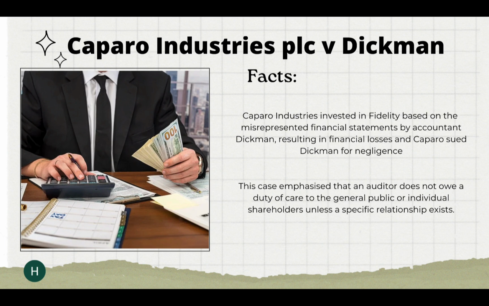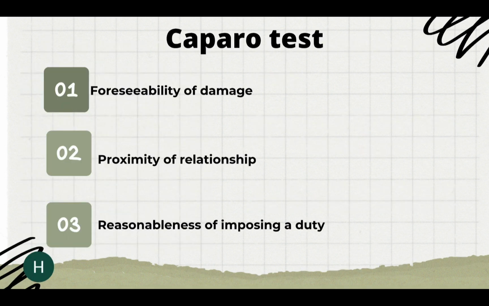This case emphasized that an auditor does not owe a duty of care to the general public or individual shareholders unless a specific relationship exists. The House of Lords introduced the Caparo test, a three-stage test focusing on foreseeability of damage, proximity of relationship, and the reasonableness of imposing a duty.